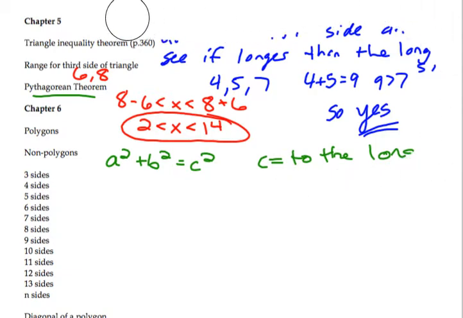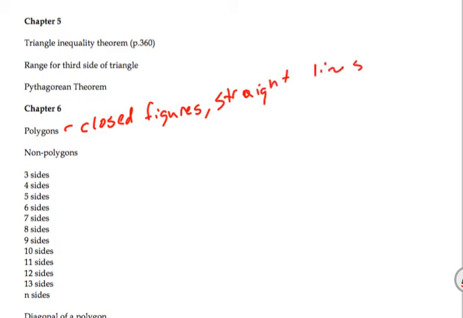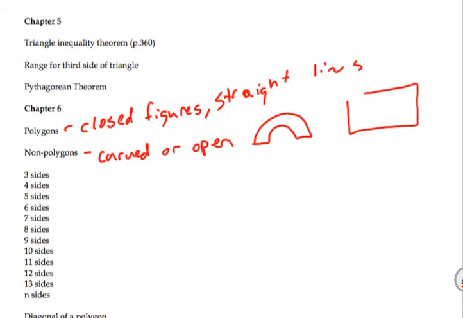So then polygons, we talked a little bit about. Polygons are closed figures made of straight lines. So non-polygons are curved or open. Examples of that would be this little rainbow shape, or possibly you have this box that doesn't quite close. Those are non-polygons.